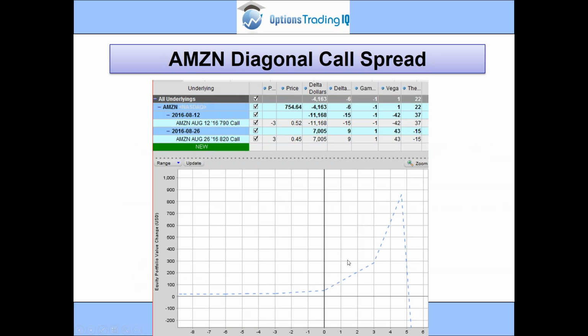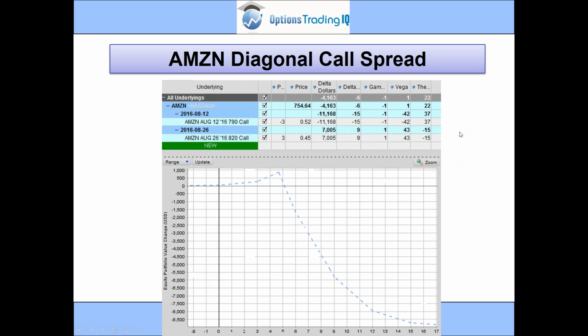So this was our initial setup. Again, we've entered for a credit, so we've got no risk on the downside. Amazon can go to 0 and we won't lose any money. We'll actually just make a small amount. Delta dollars, really nice. Little bit of negative delta, but nothing major, and all the Greeks look really good to start with.